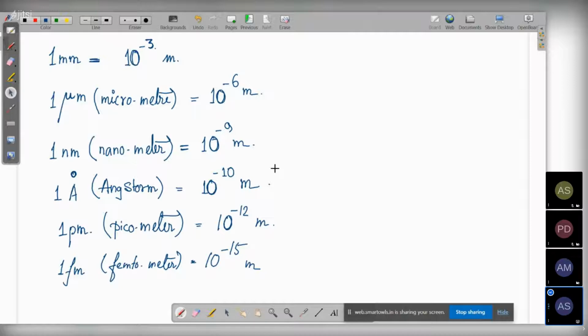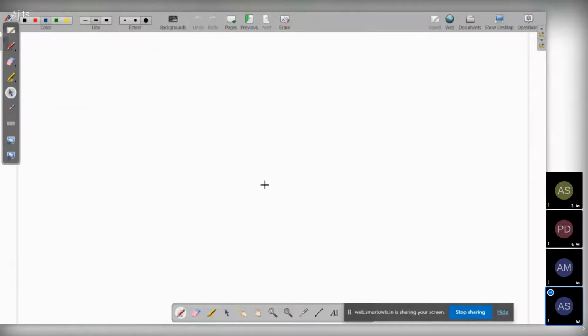These are the conversion factors. Now you need to remember these conversion factors as they will be helpful both in physics as well as in chemistry. And particularly for chemistry, because in chemistry we are dealing with all those small objects. So remember the conversion factors, and then let's move on to the next one.